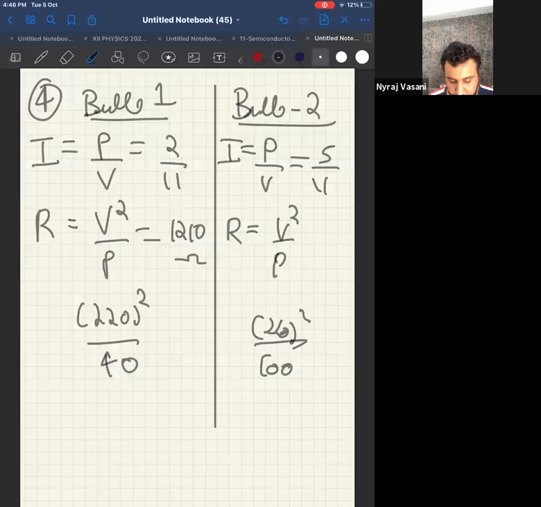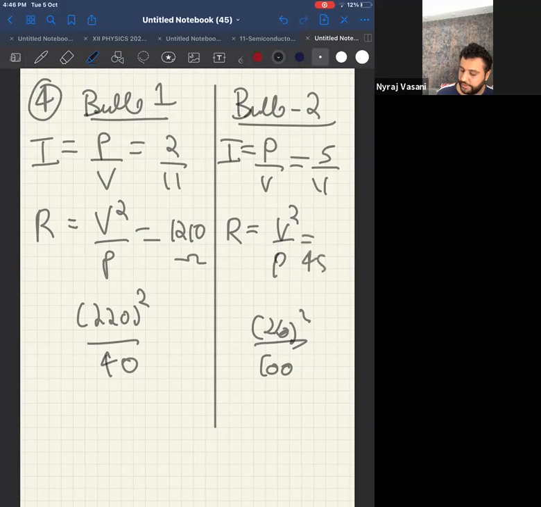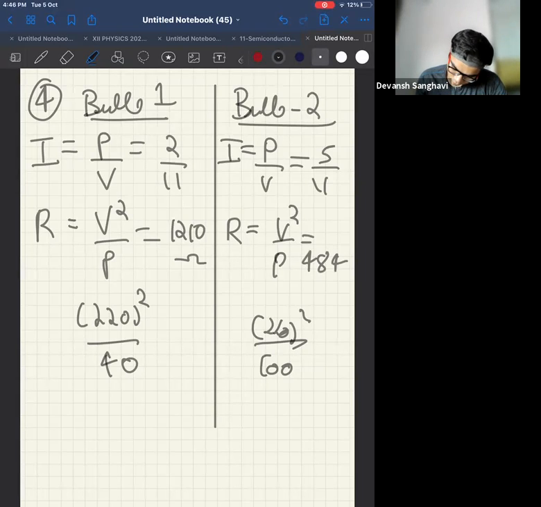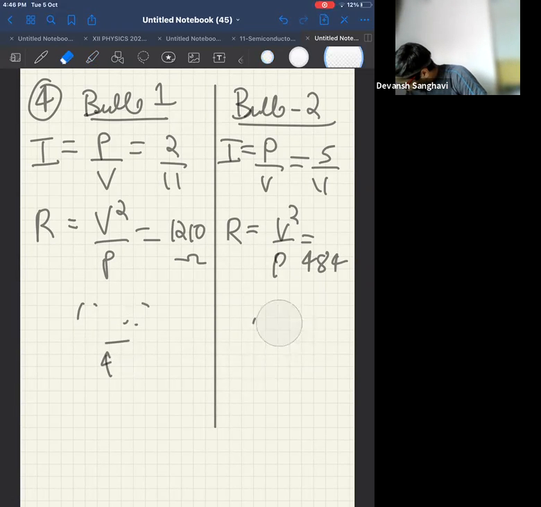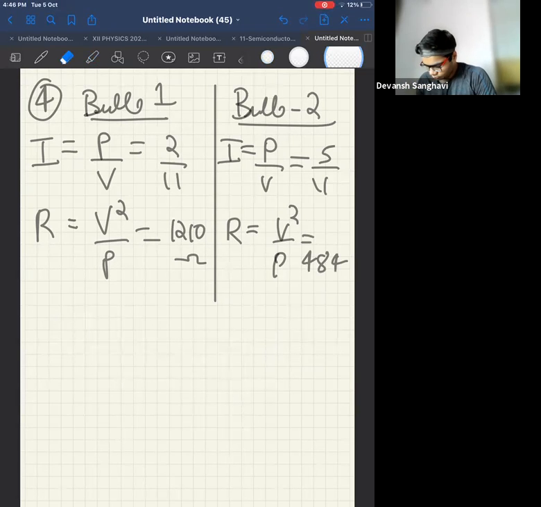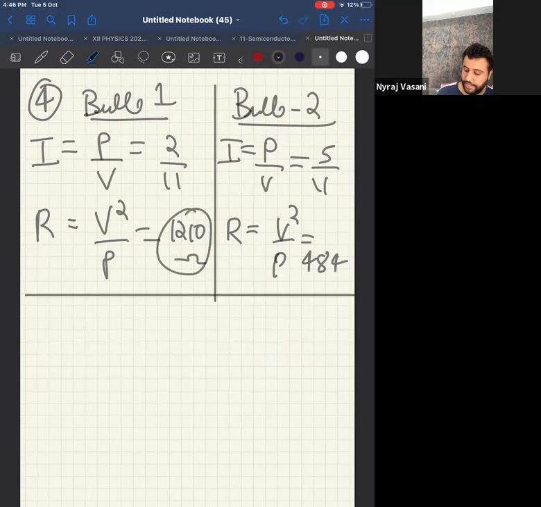So similarly, find the resistance of the second one. 484. Okay, Aniket, 484. Others, check whether you're getting resistance in the second one as 484. Yes. Therefore, R is 1210 here, and here it is 484. Now, I found out V, I, P, R for both the bulbs. Correct? I know voltage, current, power, and resistance.